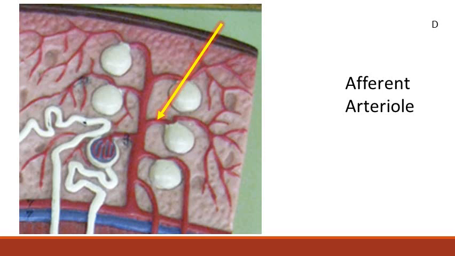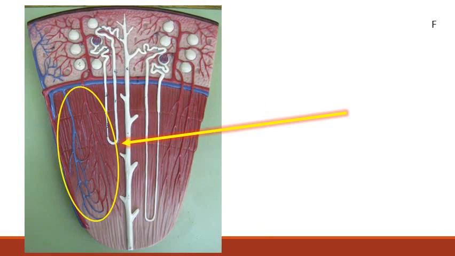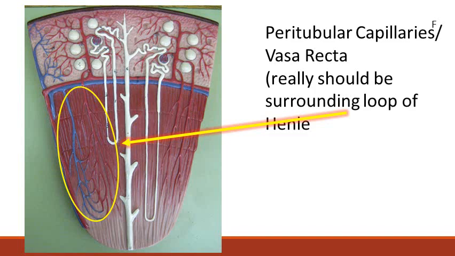Remember, afferent is going to be going to a structure, so it is going to the glomerulus here, and then we're going to have the efferent. The efferent arteriole then is going to be going away from the glomerulus. All right, so this is the vasa recta, also called the peritubular capillaries. This is very important for exchange and the countercurrent multiplication.